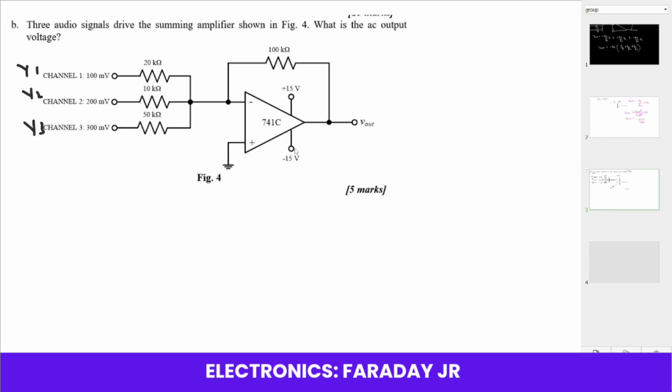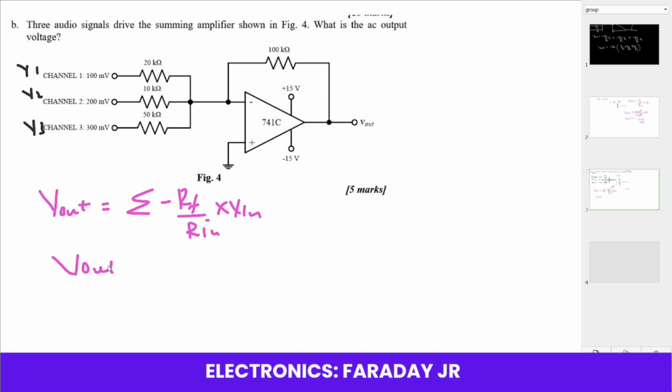Now let's proceed to the audio signal summer. Here we can see that it is an inverting summer, okay? You can see clearly that the signals have been applied at the inverting input, right? So here we are going to consider it individually and we know the formula already, that the V out is given by the summation of minus RF over R in times V in.